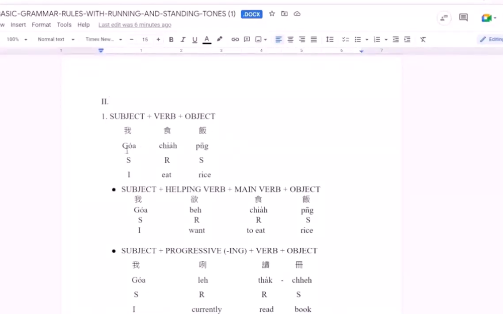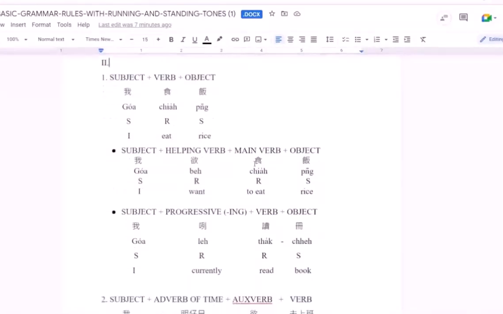Gua jia peng. If we say each character in just the standing tone, it will be gua jia peng. So the only word that changed in tone here is actually jia, because it's being used as a verb. So that will be using running tone, which will turn the rising jia into a low flat jia. Gua jia peng. I eat rice.